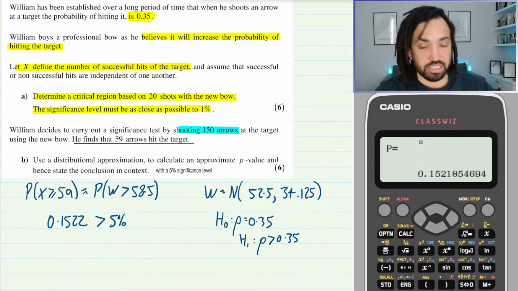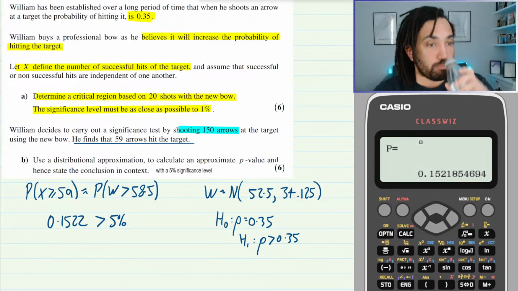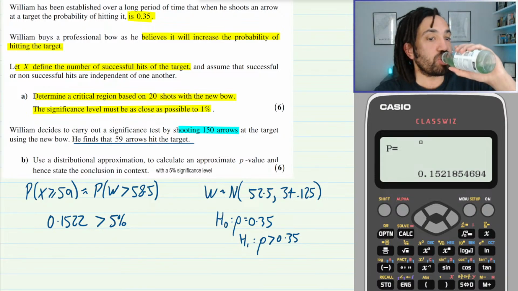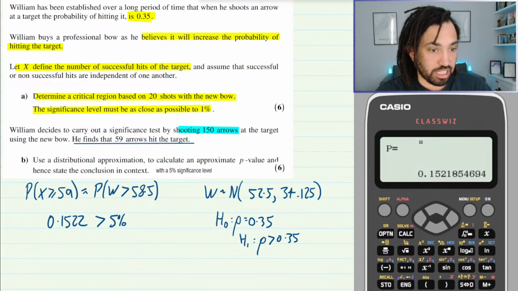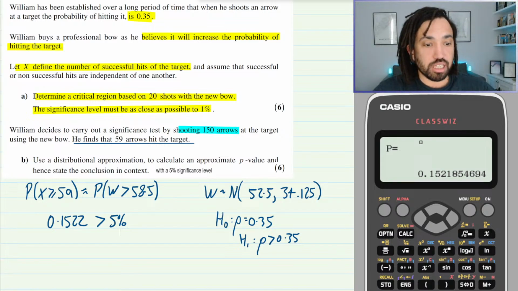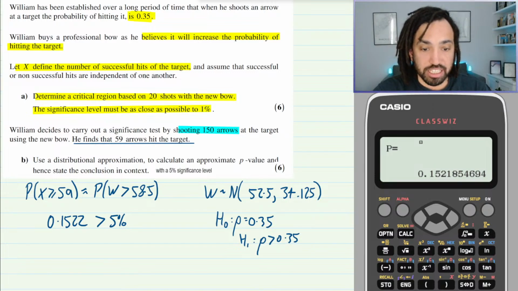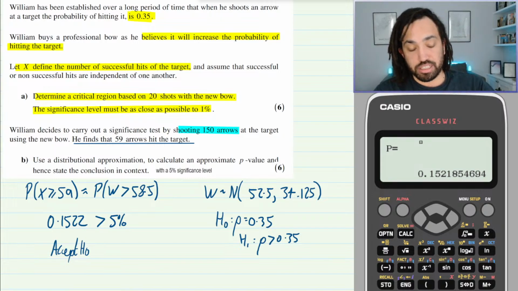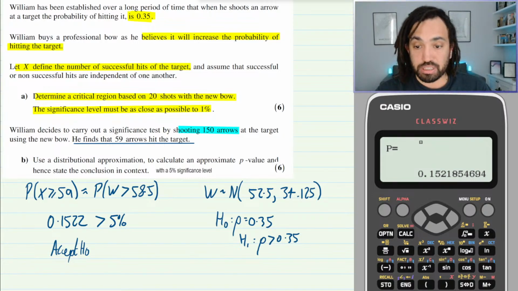So what are we saying, guys? What are we saying? Can someone explain continuity correction? Yeah, absolutely. Okay, so that means that we do not reject H0, and that means that there's insufficient evidence to suggest a new bow increases the probability.